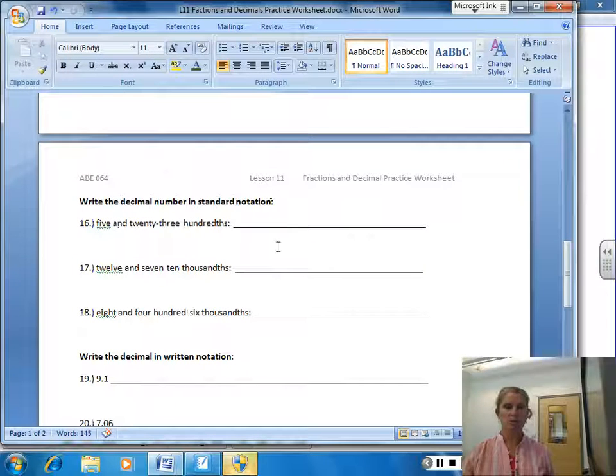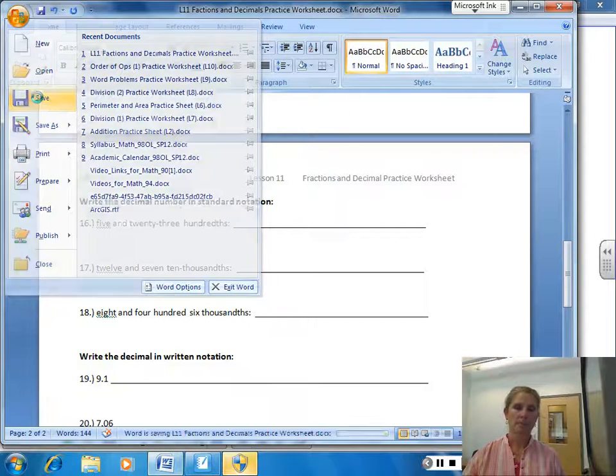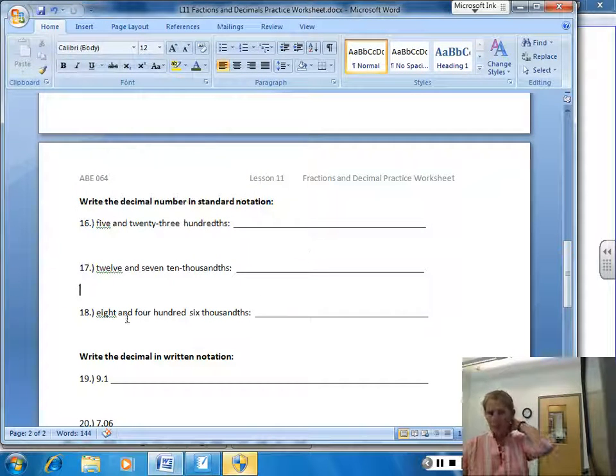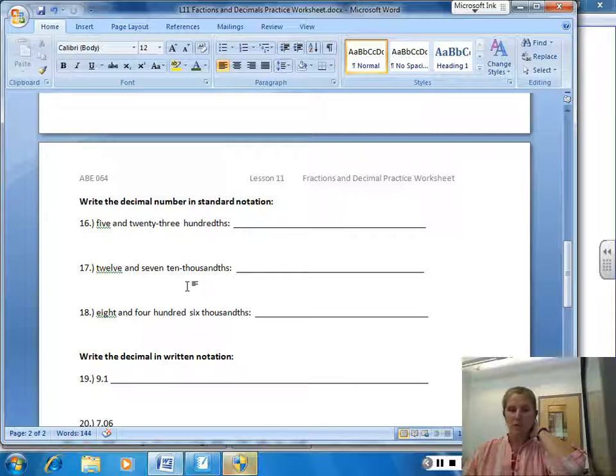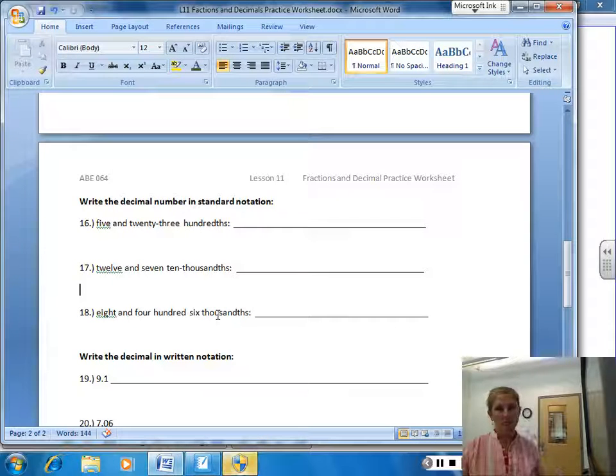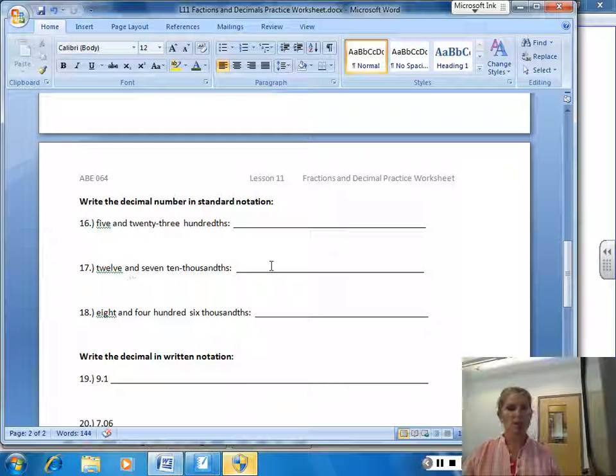Okay, and then this is what I'm asking you to do. Write the decimal number in standard notation. You've got 5 and 23 hundredths, 12 and 7 ten thousandths, and 8 and 406 thousandths. The 8 and the 12 and the 5 are the easy part. The rest of them you have to figure out where they go based on how many decimal places they have. On number 17, for instance, 10,000 has 4 decimal places, so you need to make sure you've got 4 decimal places in your answer.